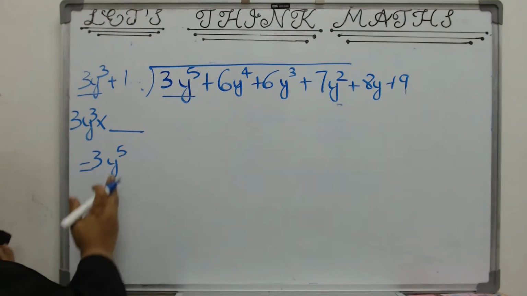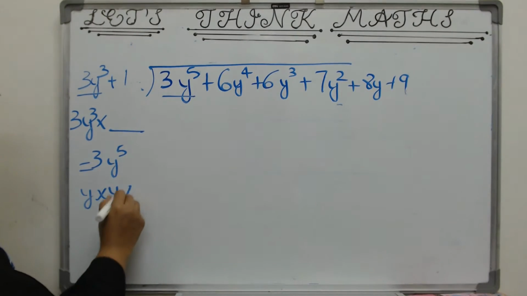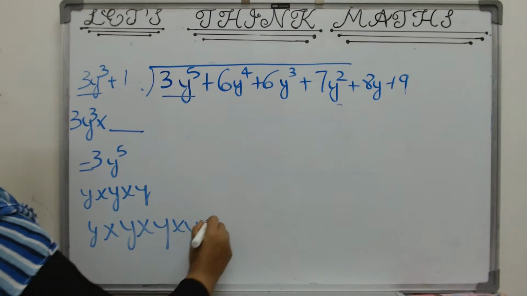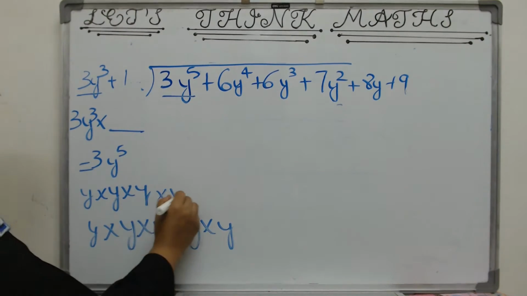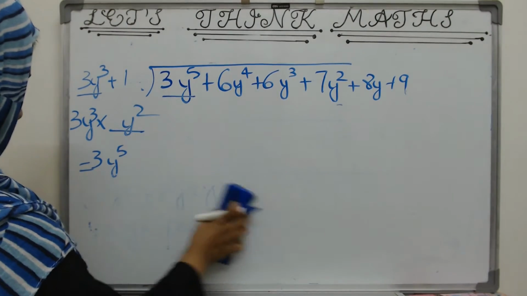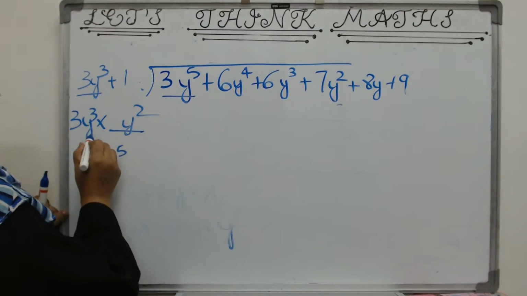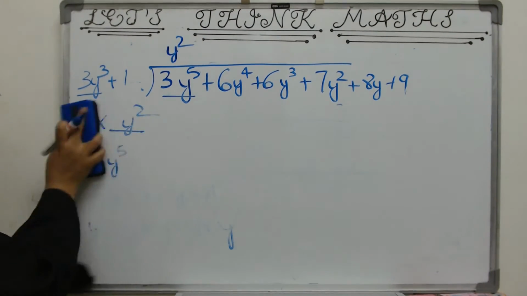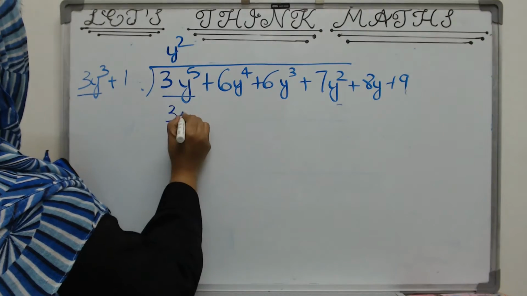Y cube is y multiplied 3 times. This is y multiplied 5 times. So how many more y's do you need? You have y multiplied 3 times and y multiplied 5 times. You just need 2 more y's, or in other words, you need a y square. So 3y cube into y square will give you the answer you need. So this one would be 3y raised to 5.